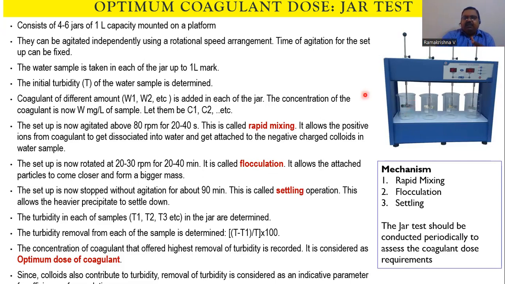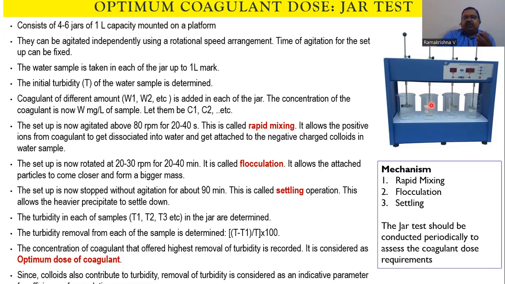And after that, we will go to the rotation controller here, the RPM controller, and make it a lesser RPM, say maybe around 20 to 30 RPM, or less than that. And then the contact time is around 20 to 40 minutes. So let us assume that we operate it for 20 minutes. These blades will be rotating slowly for about 20 minutes. In this process, what will happen? All the attached particles will come closer and form into a bigger mass. So remember, as long as rotation goes on, all these attached particles remain under suspension.